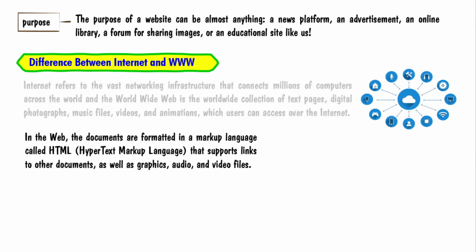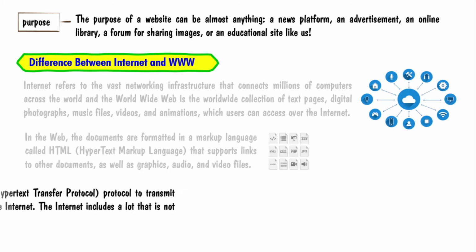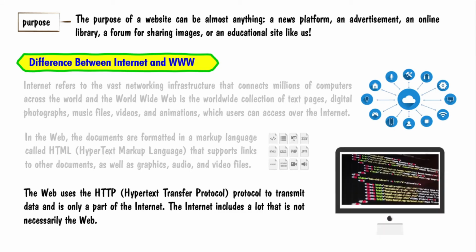the internet. In the web, the documents are formatted in a markup language called HTML, that is hypertext markup language, that supports links to other documents as well as graphics, audio and video files. The web uses HTTP, that is hypertext transfer protocol, to transmit data and is only a part of the internet. The internet includes a lot that is not necessarily the web.